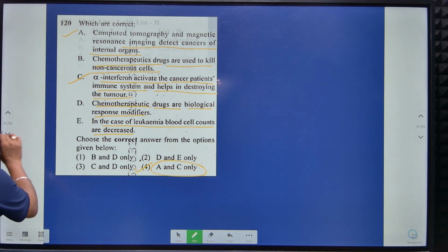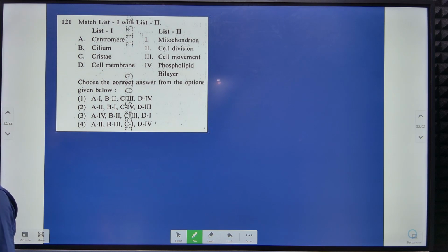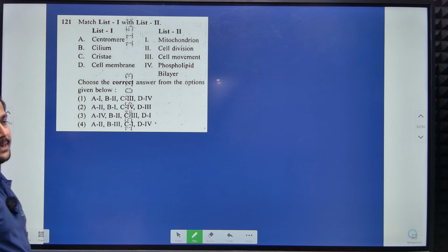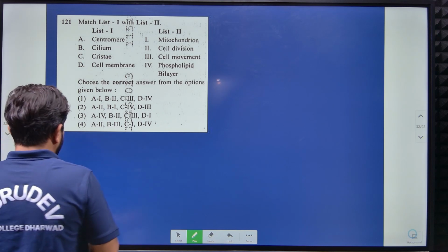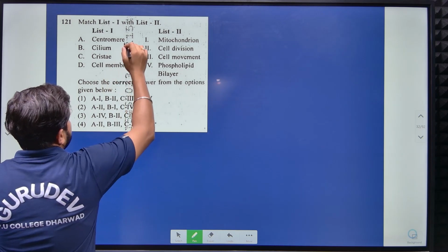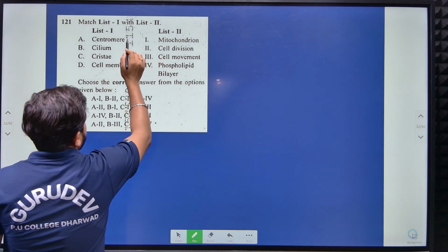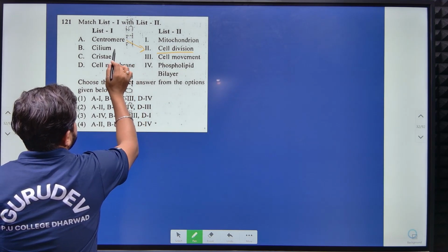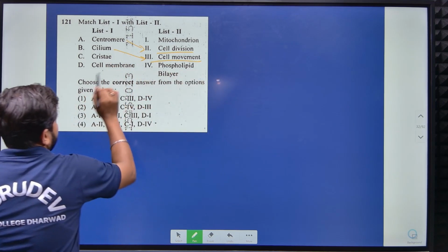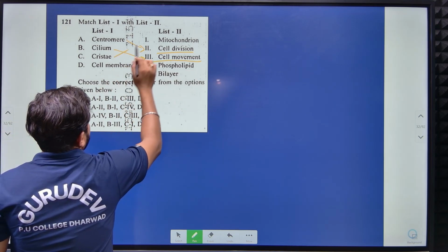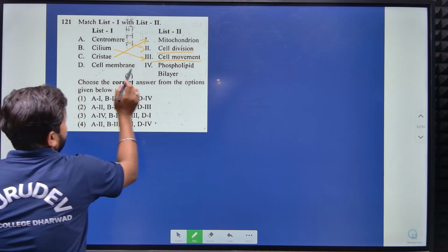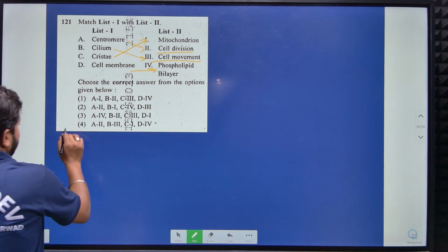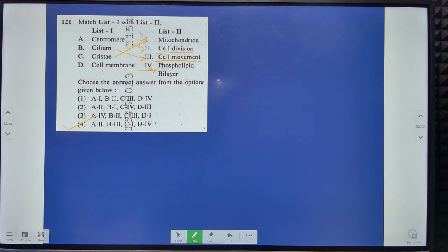Then moving on to the next, match the columns. They have mentioned centromere, cilium, cristae and cell membrane. So we have to match the columns here. Centromere is related with cell division, right? Then cilium is related with cell movement, right? Then cristae can be found in the mitochondria. Then cell membrane is related with phospholipid bilayer, right? So according to that, option 4 is correct here, right?